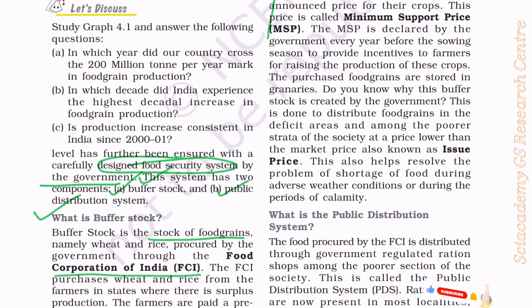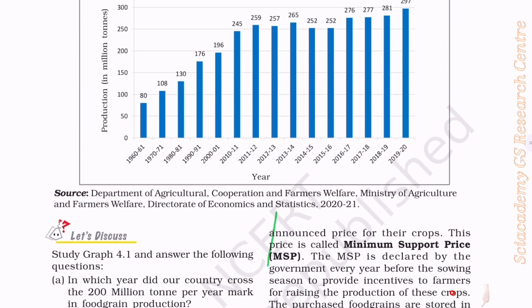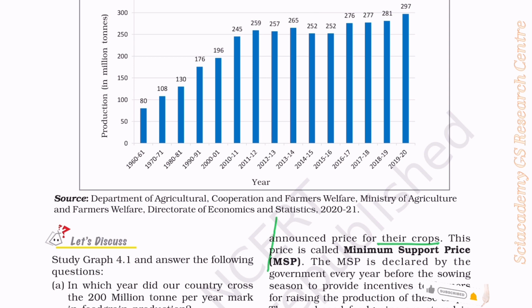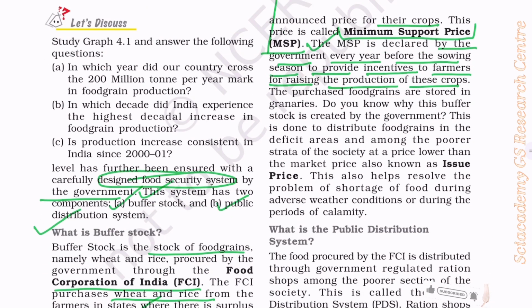The FCI purchases wheat and rice from the farmers in states where there is surplus production. The farmers are paid a pre-announced price for their crops. This pre-announced price is called minimum support price (MSP). The MSP is declared by the government every year before the sowing season to provide incentives to farmers for raising the production of these crops. The purchased food grains are stored in granaries.